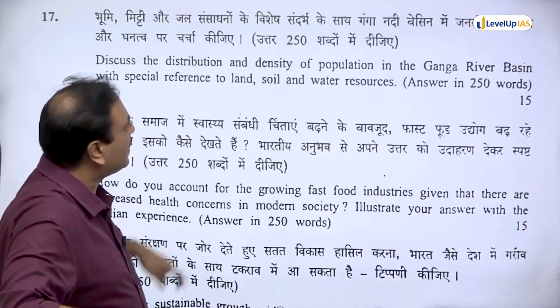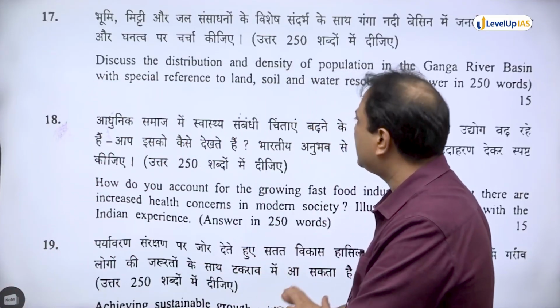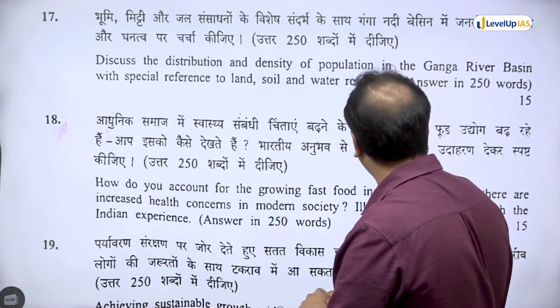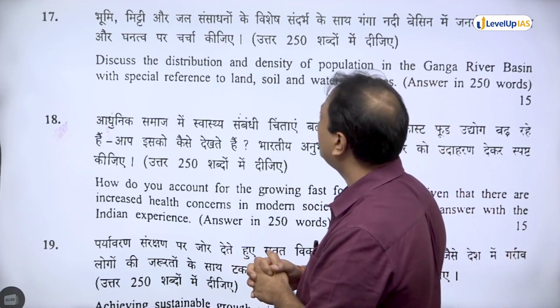Now the last question that has been asked by UPSC in Paper 1 from geography is: discuss the distribution and density of population in the Ganga river basin with a special reference to land, soil and water resources.